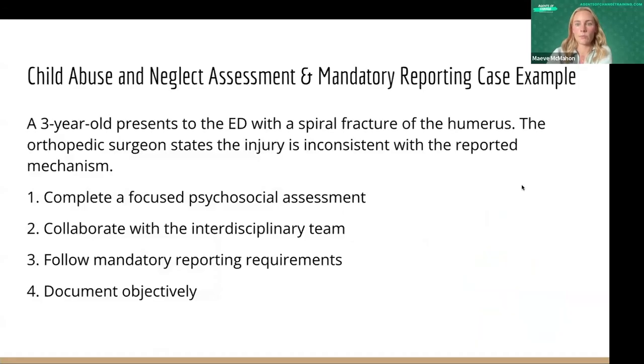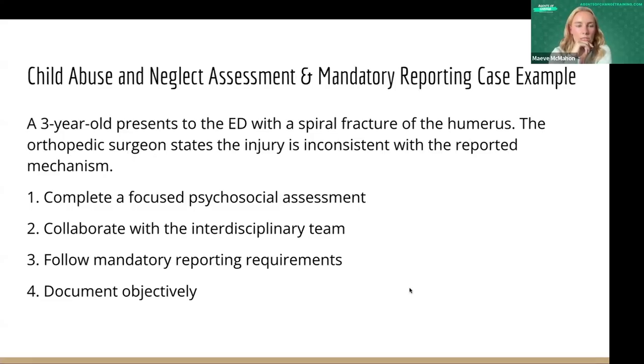So here is a case example that we can talk about. We have a 3-year-old who presents to the emergency room with a spiral fracture of the humerus. The orthopedic surgeon states the injury is not consistent with the reported mechanism. What that means is that the family would come in and say, my child got this by playing soccer in the backyard and tripping over the ball. The orthopedic surgeon would look at the injury and say, "That's not how this kind of fracture happens. This fracture happens by like a blunt hit injury, right?" So that's what I mean by inconsistent with the reported mechanism.